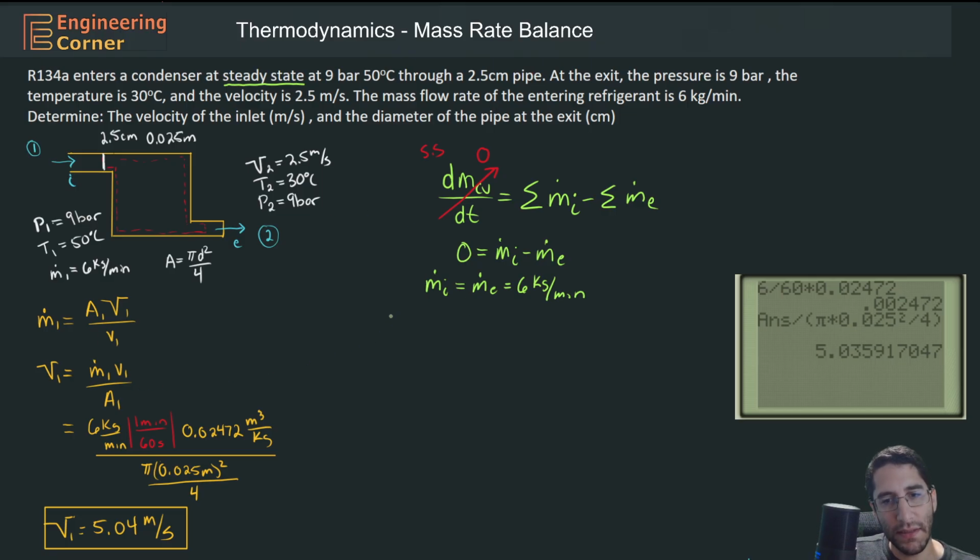Okay, so let's use this equation again. m dot 2 is equal to A2 V2 over our specific volume 2. Well, we're going to be looking for our diameter. We're given our mass flow rate. Well, we found our mass flow rate. We're given a velocity. Now we just need to figure out what our specific volume is. So we're going to do the same thing, except now we're at 30 degrees C.